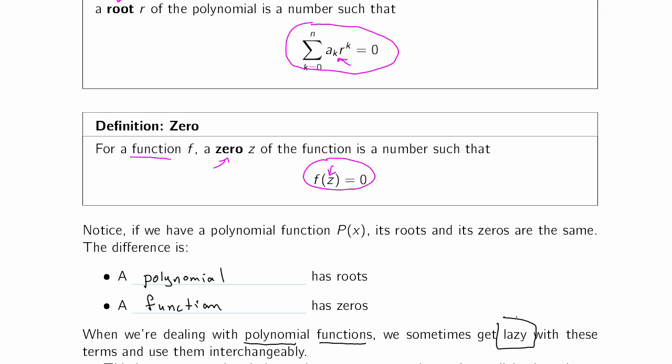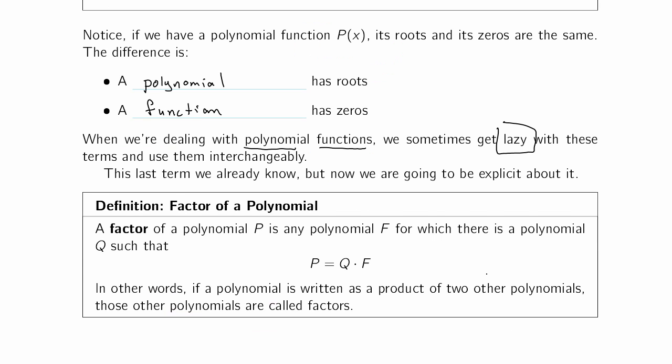And then one more term that we're already familiar with, that we're now going to get some notation for. We know what a factor is. We've spent a lot of time finding them. But now we have some notation. A factor of a polynomial is another polynomial, so this has to be a polynomial, for which there's a third polynomial, this also has to be a polynomial, that I get my original polynomial when I multiply these two together.